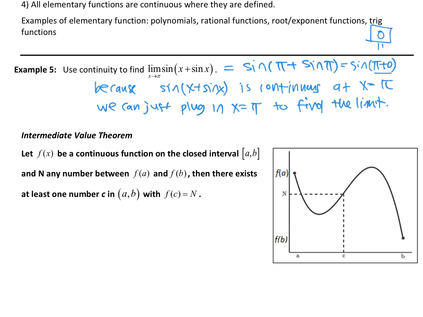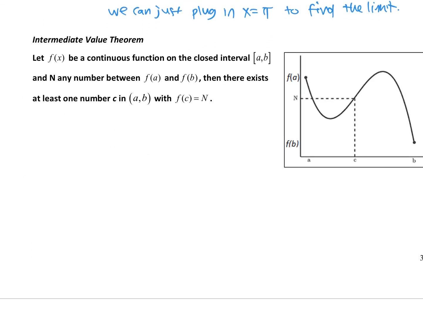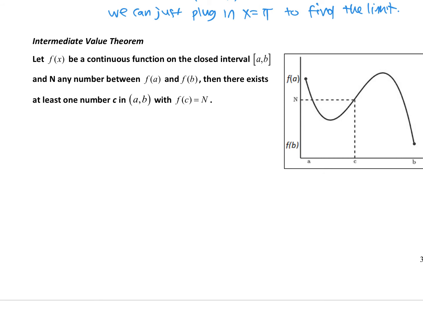All right, the next, I think this is the last theorem in this section, intermediate value theorem. Intermediate means like in between two things, right? So if you have a continuous function, something has to happen in the middle somewhere. That's basically what it says.